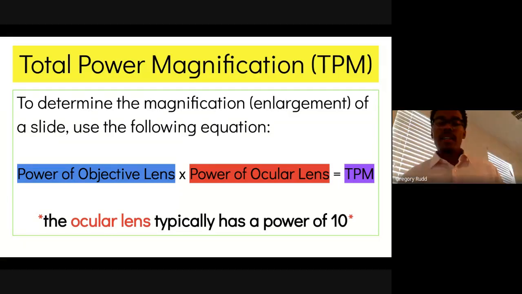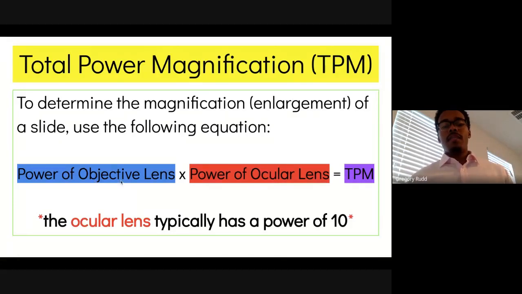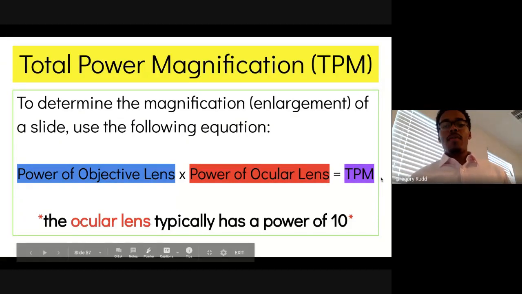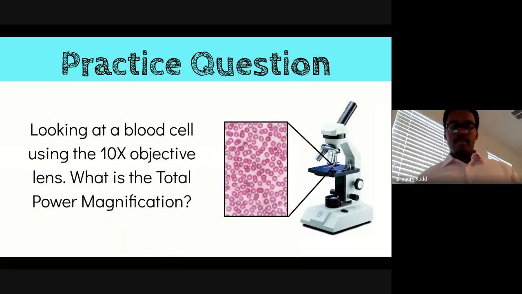Okay, so the ocular lens almost always has a power of 10 unless you're dealing with a much stronger and more expensive microscope. So we can almost always have this red number as 10, and then we just multiply the objective lens by 10 to get the total power magnification. So practice question. We're looking at a slide of blood cells using the 10 times objective lens. So what would be the total power magnification? And we're just going to assume that the ocular lens is 10 as well.